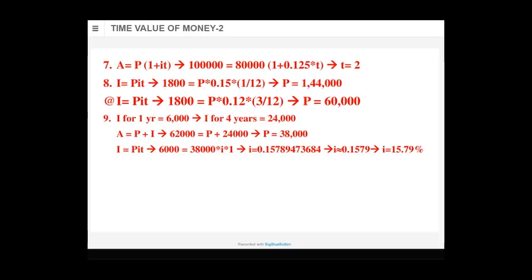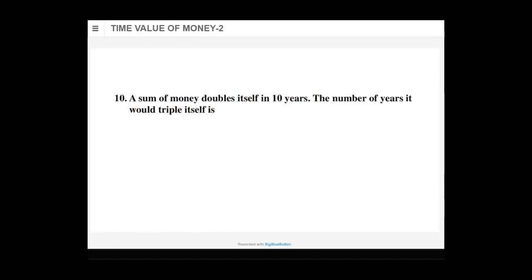Next then, one more 10 before we go on to compound interest. Only one sum is there now. A sum of money doubles itself in 10 years. Means if I deposit 1,000, in 10 years it becomes double, that is 2,000. If I deposit 700, it will become double, that is 1,400 in 10 years. The number of years it will triple itself is? How many years will be required?